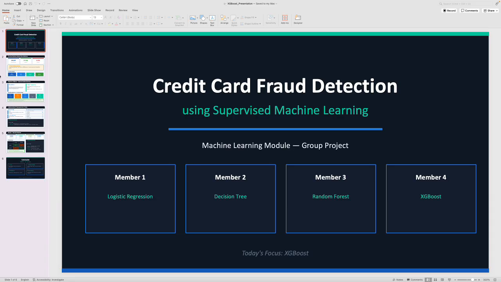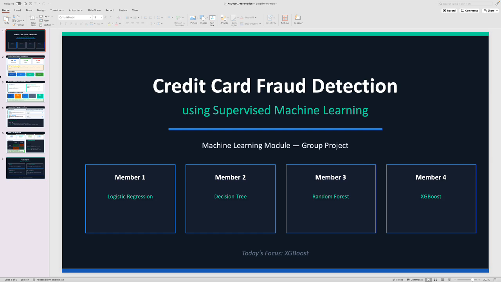We tackled one of the most critical challenges in the financial sector today, credit card fraud detection. As digital transactions continue to scale globally, fraud activities are becoming more sophisticated. Financial institutions need automated, highly accurate systems to catch these fraud transactions in real time without blocking legitimate customers.